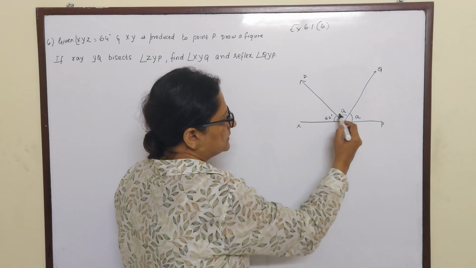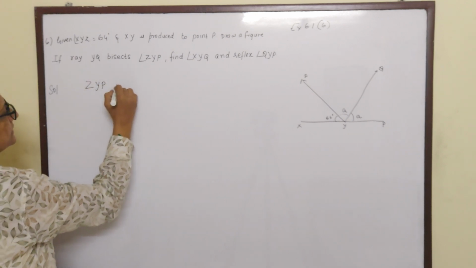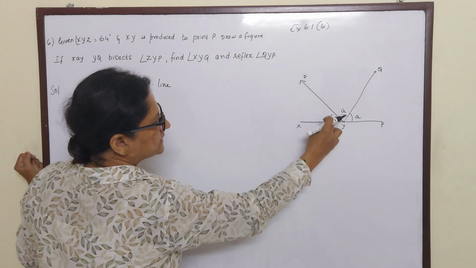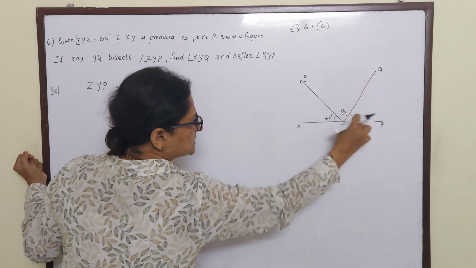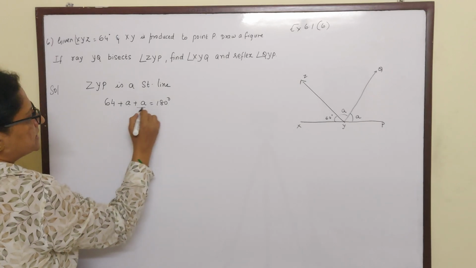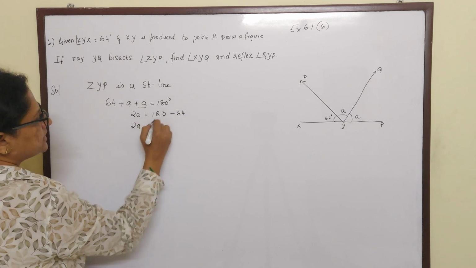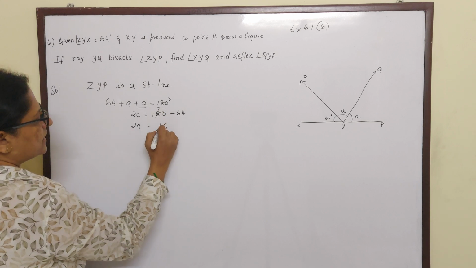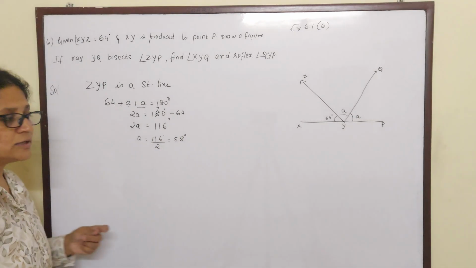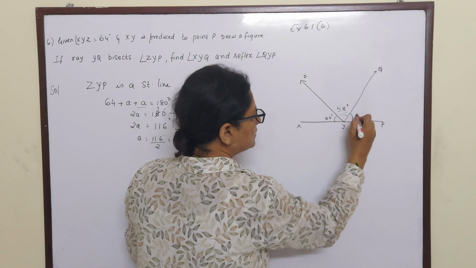Now we know children that this ZYP has become a straight line. So if your ZYP is a straight line, then it is 180 degree. So I can say XYZ, that is 64 degree plus A degree plus A degree will all work out to 180. So A plus A is 2A. 2A is equal to 180 minus 64. So 2A is equal to 116. So A is equal to 116 by 2, which is equal to 58 degree. So this A is 58 degree. So if this is 58 degree, that means this is also 58 degree.